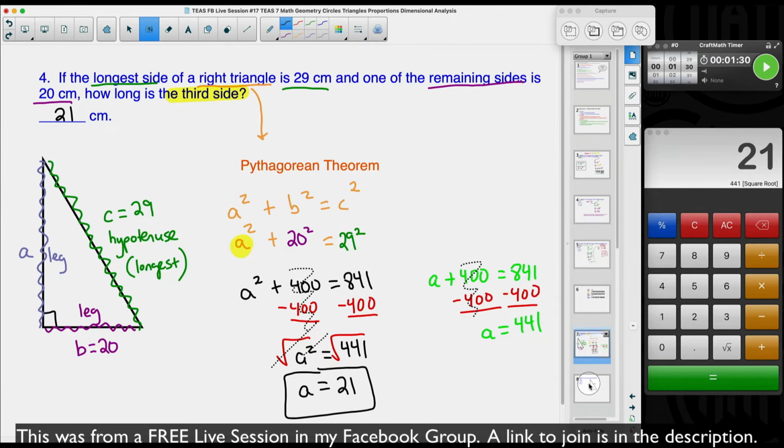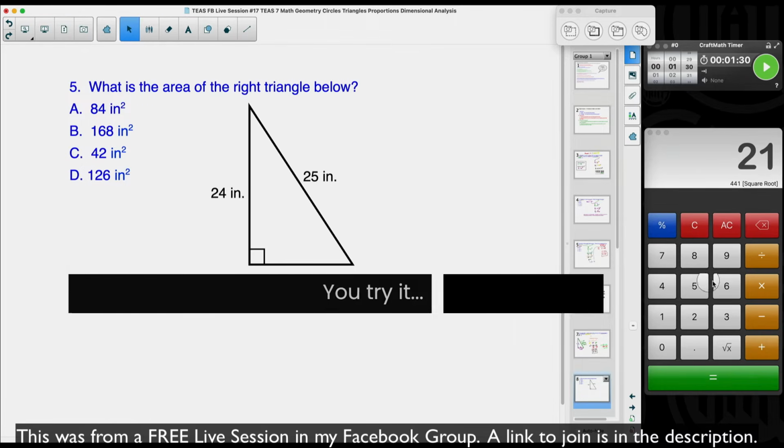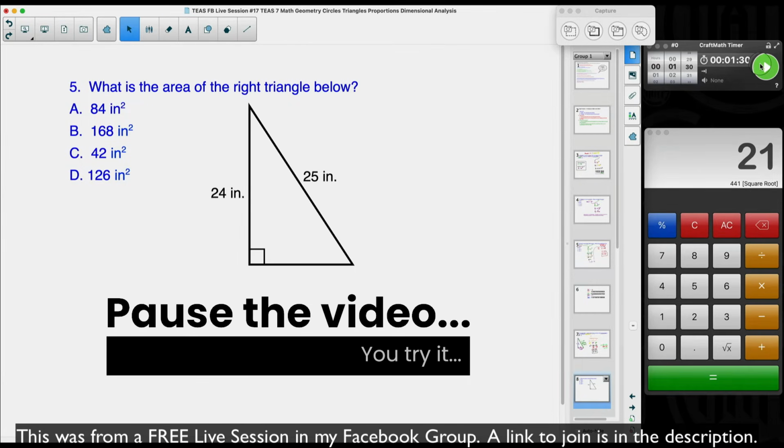So here is our next question. What is the area of the right triangle? We'll do a minute and a half. Try it out.